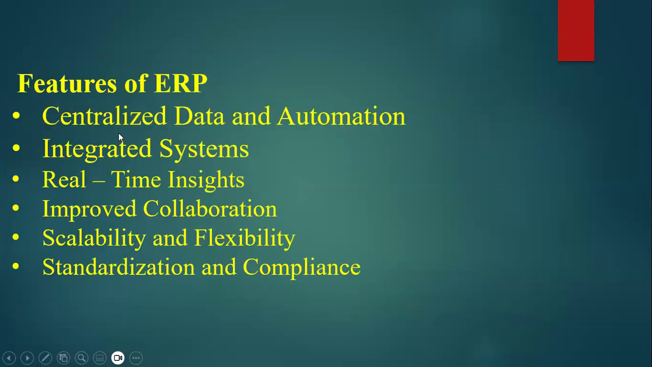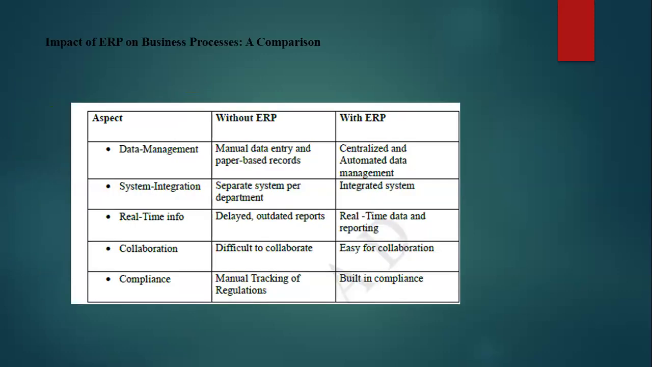So what are the features of ERP? It has centralized data and automation. Integrated system is there. We are integrating different systems. It is giving us real-time data insights. It improves the collaboration between the departments. It is scalable and flexible also. If we want to use ERP in only one department, then we can use it only in one department. So it is scalable. Standardization and compliance is also there, means ERP is already standardized. We have different features that are already inbuilt.